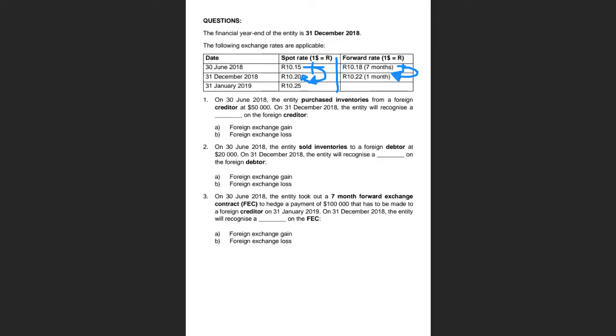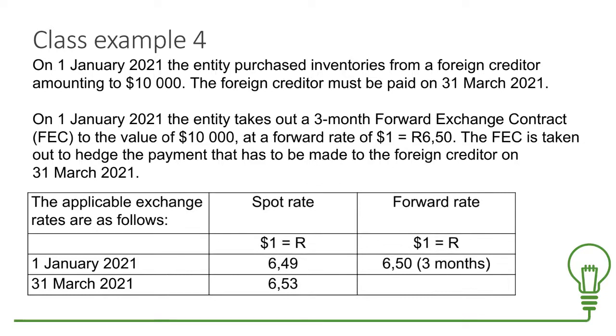So let's go back to the lecture now. We've done that, and that was just to warm us up and get us ready for the rest of Forex. So if we have a look at example 4, let's see if it makes sense to us now. Let's try and put what we've learned into practice, right? It says on 1 January 2021, the entity purchased inventories from a foreign creditor amounting to $10,000. The foreign creditor must be paid on the 31st of March 2021.